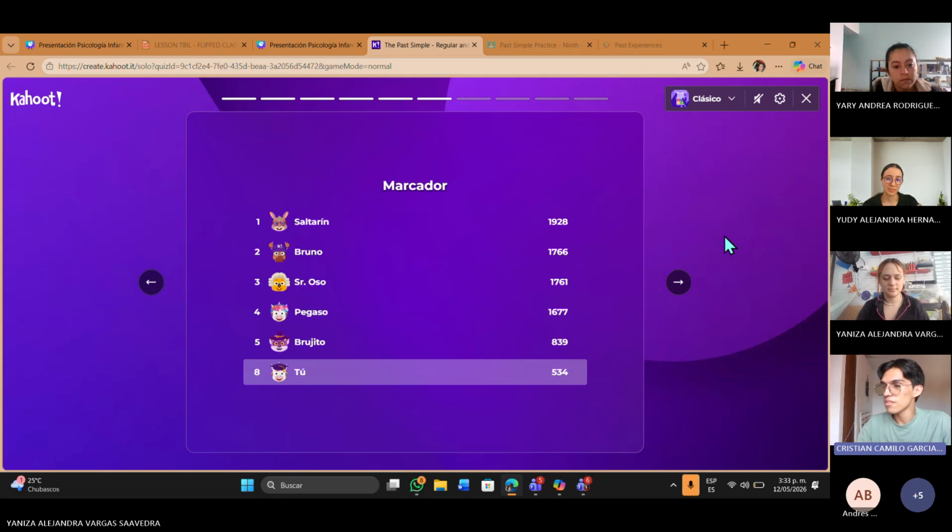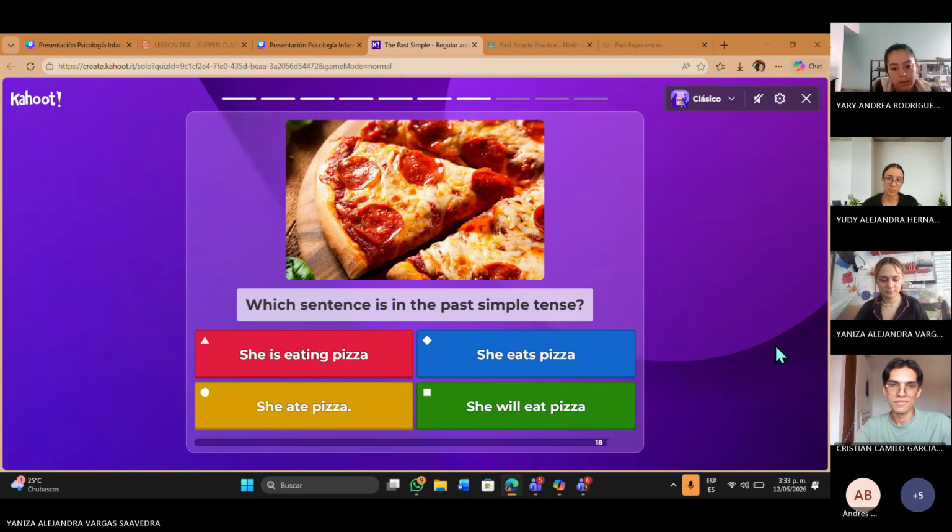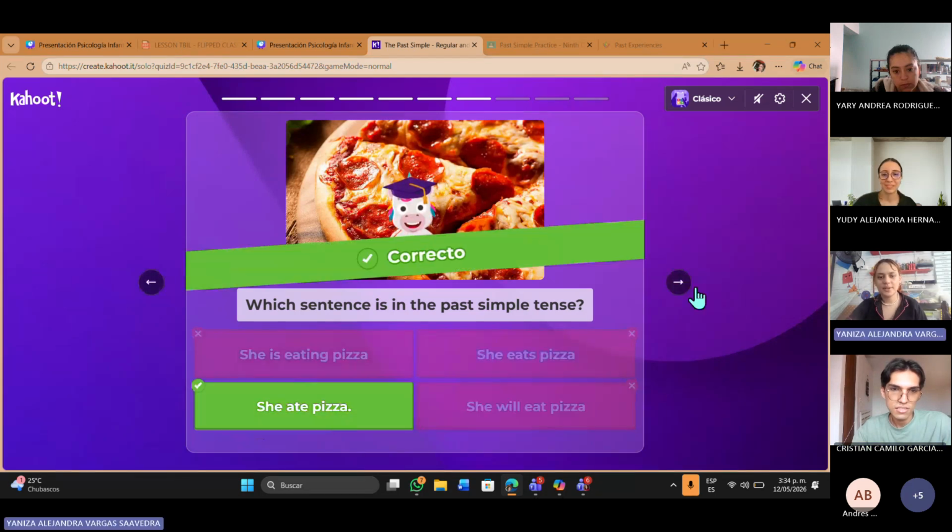Remember that we have some W questions. The W questions go first too. Okay. Which sentence is the past simple tense? It says yellow too again. Yellow, very good.